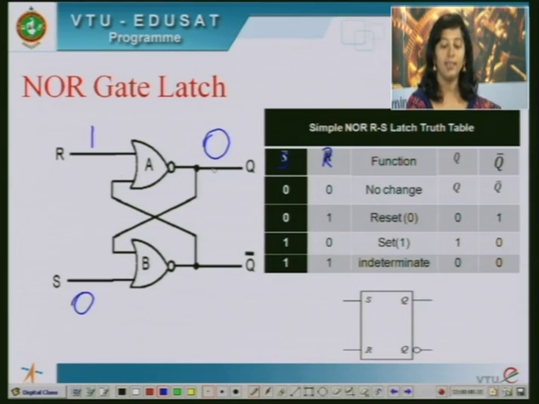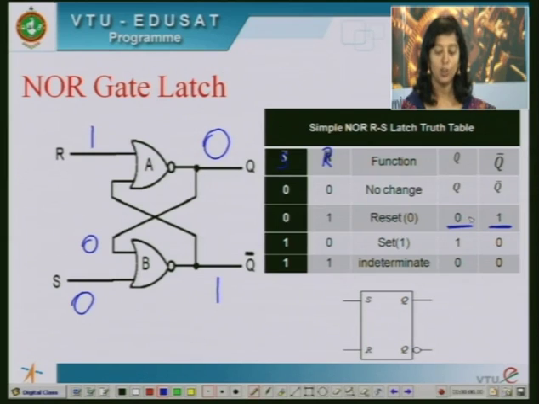So for this gate, output is 0, and for the second gate, both inputs are zeros. So 0 or 0 is 0 itself, not of that is 1. So the output here will be Q is 0, Q bar is 1. This is called the reset state. So Q is reset to 0.